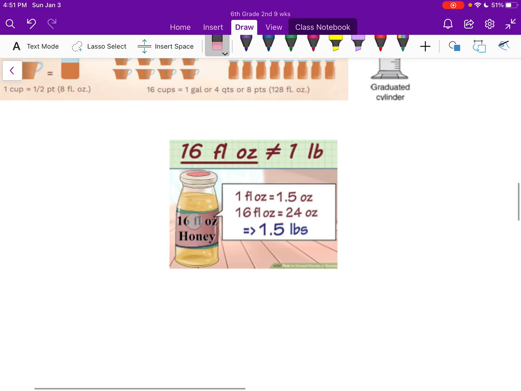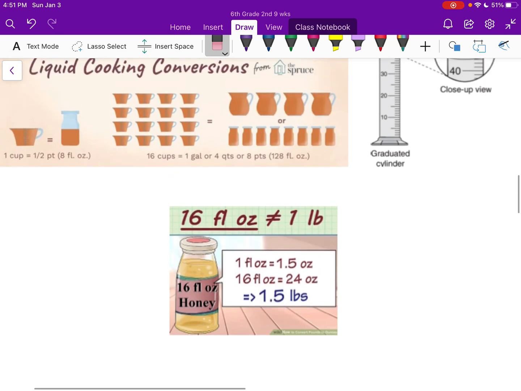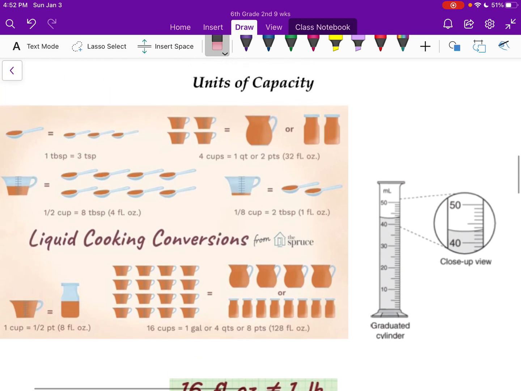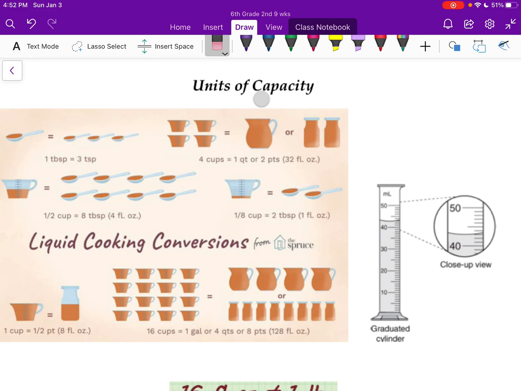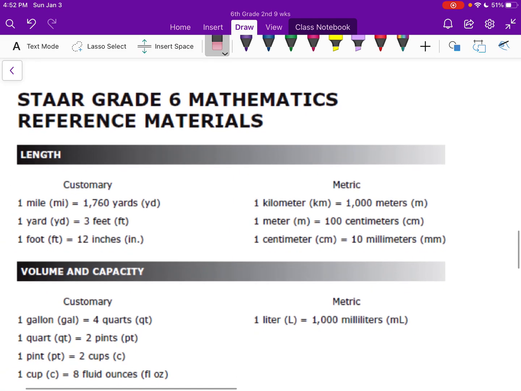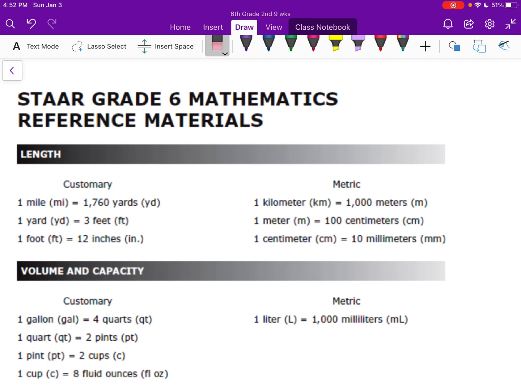If we have 16 fluid ounces of honey, a fluid ounce of honey weighs 1.5 ounces. So 16 fluid ounces would weigh 24 ounces, which is 1.5 pounds. So 16 fluid ounces does not equal a pound. I just wanted to make sure you knew the difference. When we're dealing with cups and liquid, it's fluid ounces, which is different than the ounces that we use for weight.